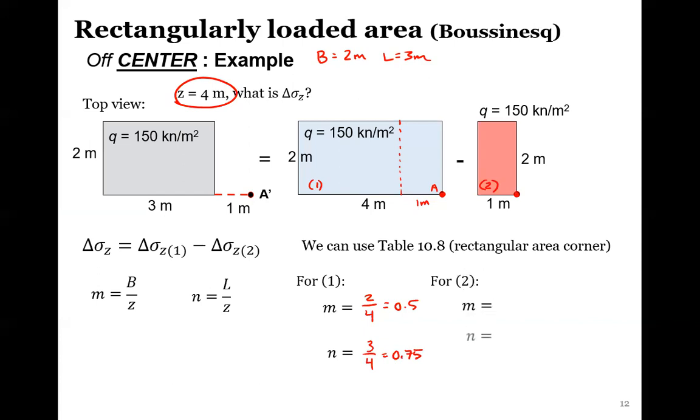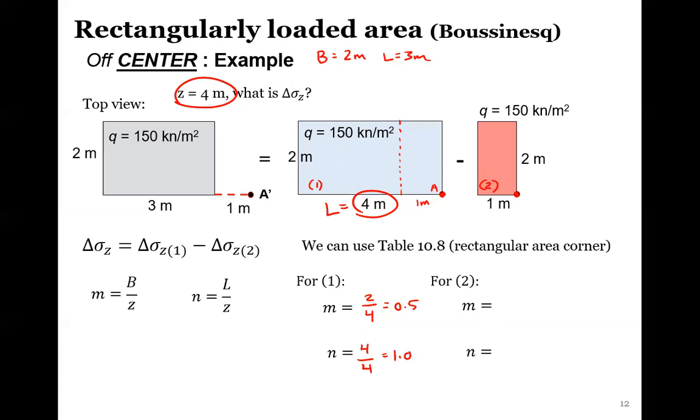Sorry, guys, this is not right. This should be 4 because this is for the first one. So our L is 4 since this is our fake L. That's really important. So 4 divided by 4, so that's 1.